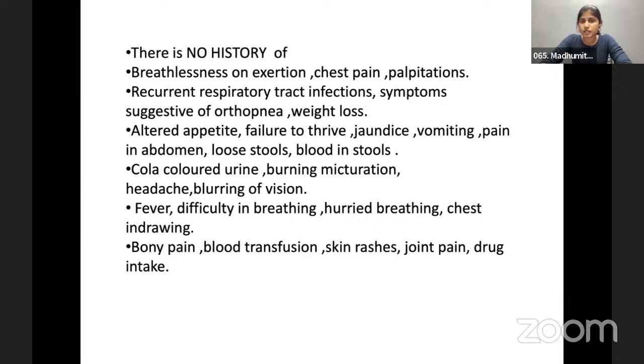Altered appetite, failure to thrive, which is for protein energy malnutrition, and jaundice for hepatic causes. Vomiting, pain in abdomen, loose stools, blood in stools, to rule out GIT pathology. Cola-colored urine, to rule out nephritic syndrome. Burning micturition for urinary tract infections. Headache and blurring of vision to rule out whether hypertension is present or not.